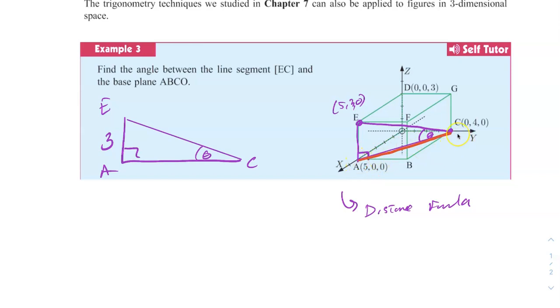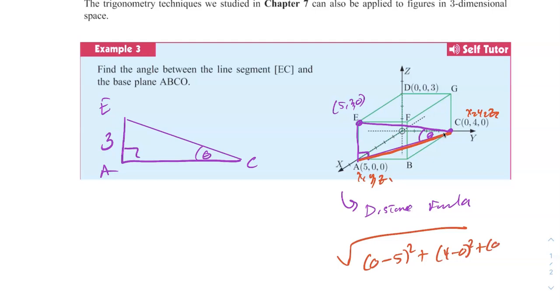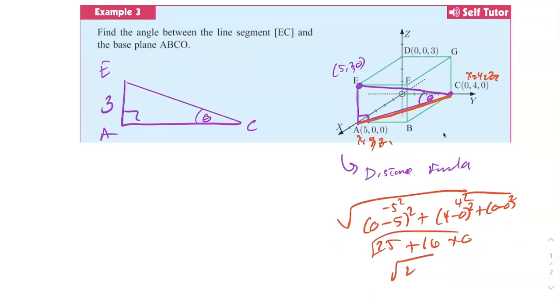That's point A and point C. We're going to use the distance formula. Let's call these x1, y1, z1, and x2, y2, z2. So it's just going to be the square root of x2 minus x1 squared plus y2 minus y1 squared plus z2 minus z1 squared. Then I'm going to get 25, this is negative 5 squared, plus 16 plus 0. So we're going to get radical 41. So this base here is radical 41.